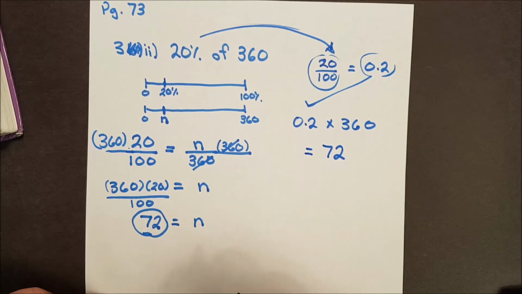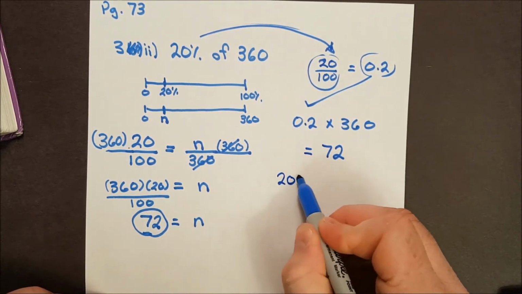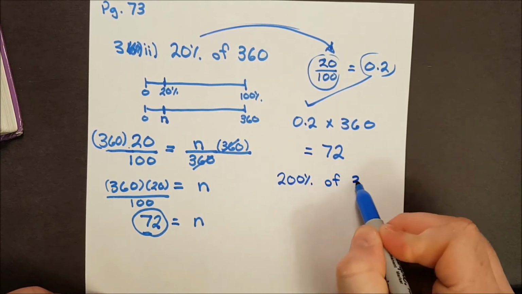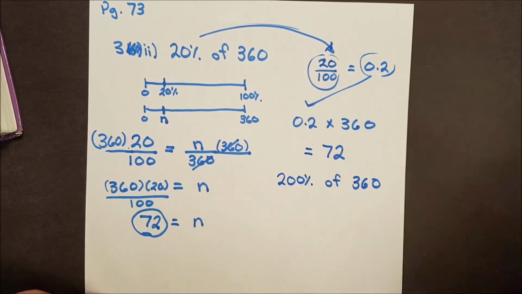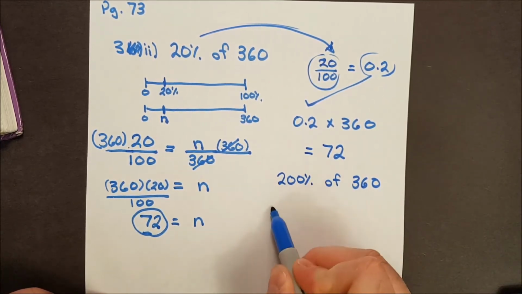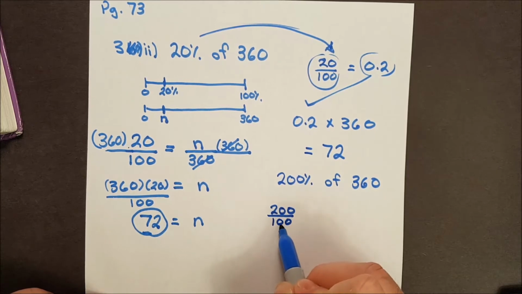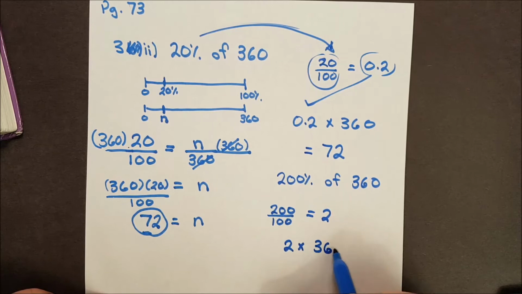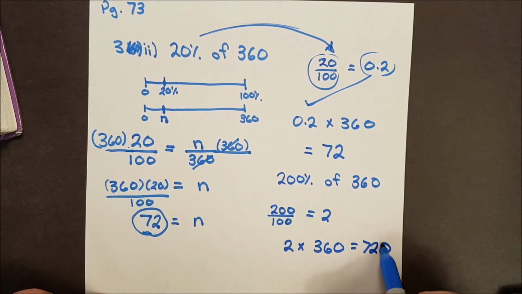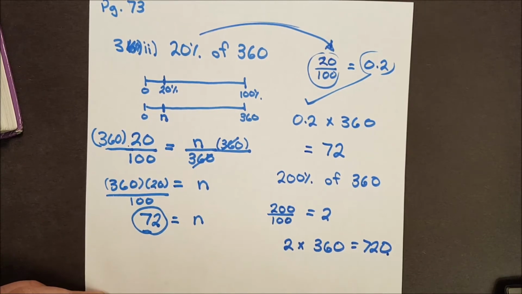If we look back at question 3a again, what was 200% of 360? Well, 200% is 200 out of every 100. 200 divided by 100 is just 2. And 2 times 360 equals 720. I hope that helps.